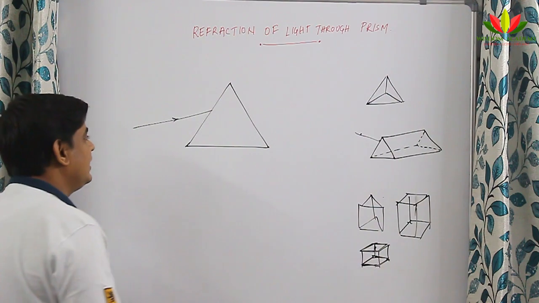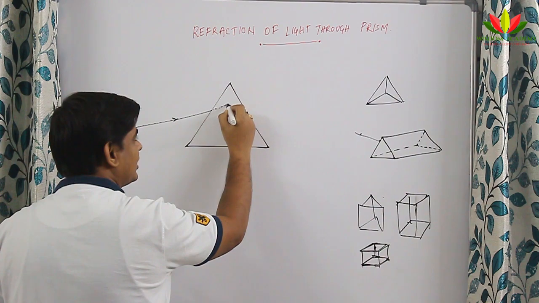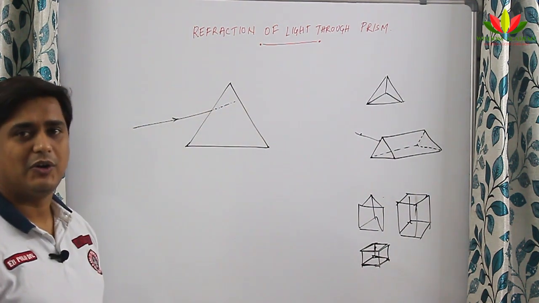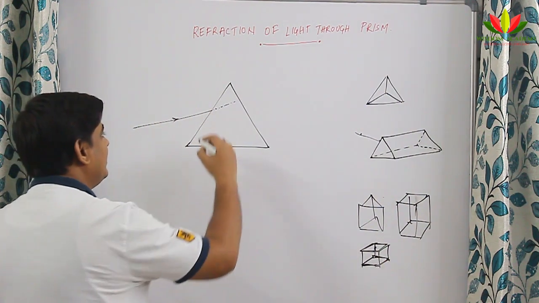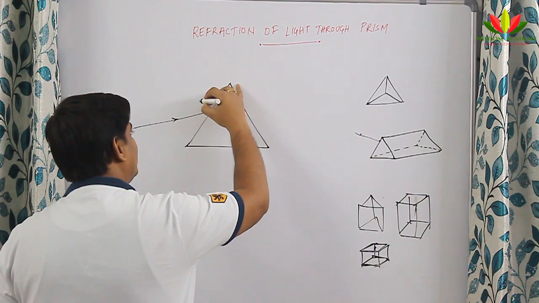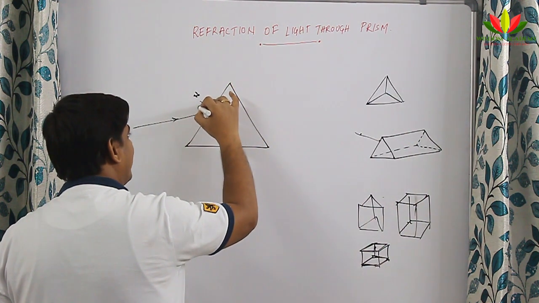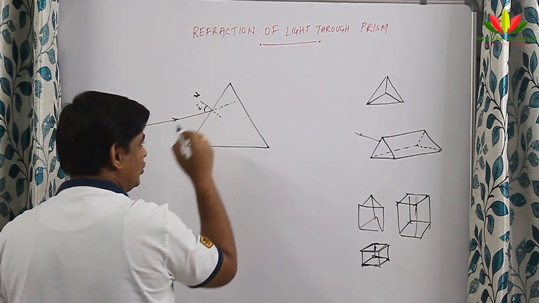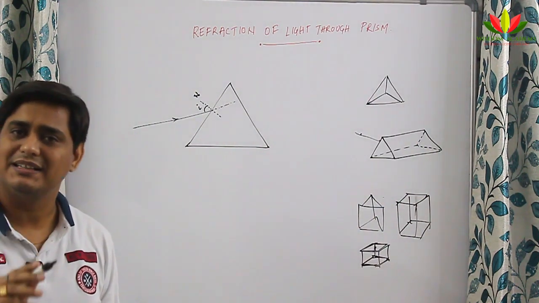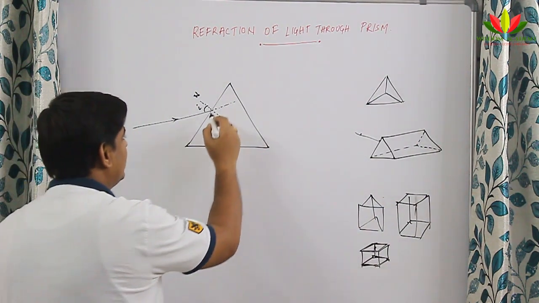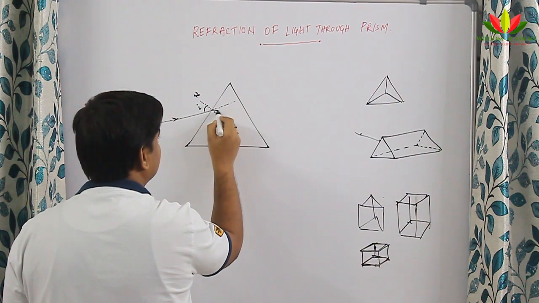This incident ray, which was supposed to go in this direction, will actually get refracted because the medium of light is changing from air to glass. To find where it will refract, I will draw the normal here. This is the normal drawn. This angle will be the angle of incidence, and you know that whenever a light ray goes from a rarer medium to a denser medium, it bends towards the normal. So, it will bend towards the normal, like this.